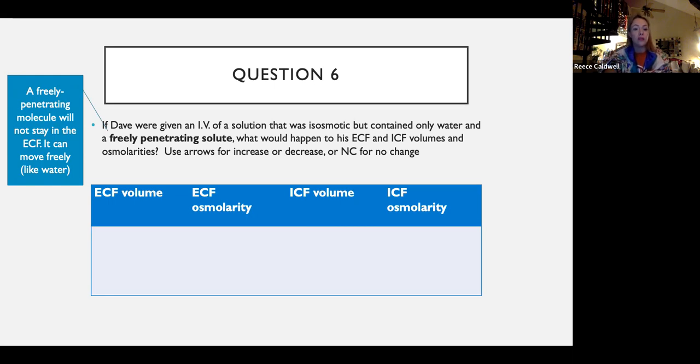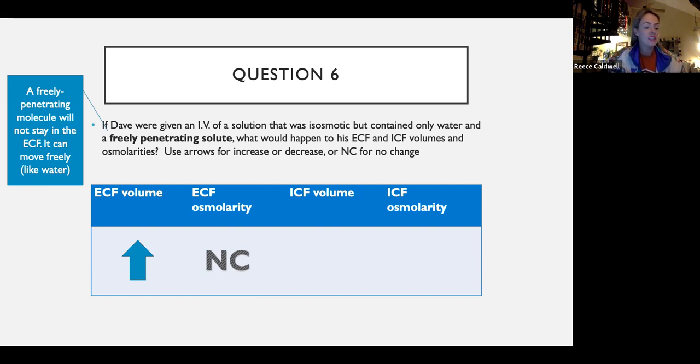So let's start with the ECF volume. If he was given an IV solution, of course, volume will increase. If you're given a solution of anything intravenously, your extracellular fluid, your blood volume will increase. If you put a needle in the vein and fill it up, the volume will increase. When looking at ECF osmolarity, what we see is that there will be no change. This is because it's not going to stay in the ECF or ICF. It's freely movable, freely penetrating.